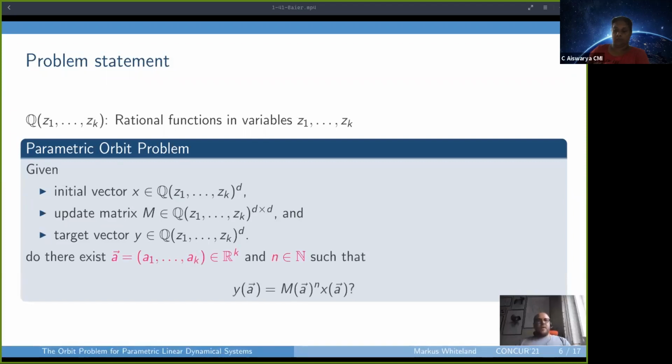We then want to know whether there exists an instantiation of the variables such that the corresponding target vector is in the orbit of the induced dynamical system. In other words, does there exist a vector a in R to the k and an integer n such that the target vector equals m to the n applied to x with this instantiation of the variables?